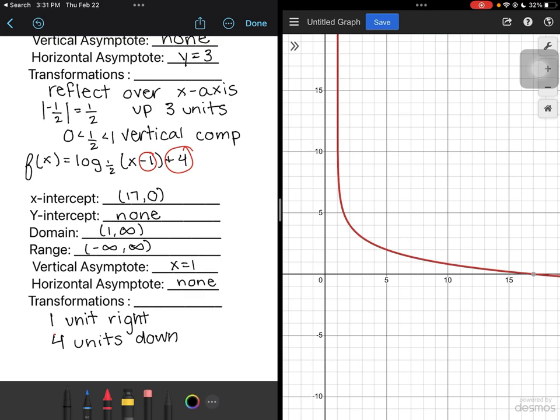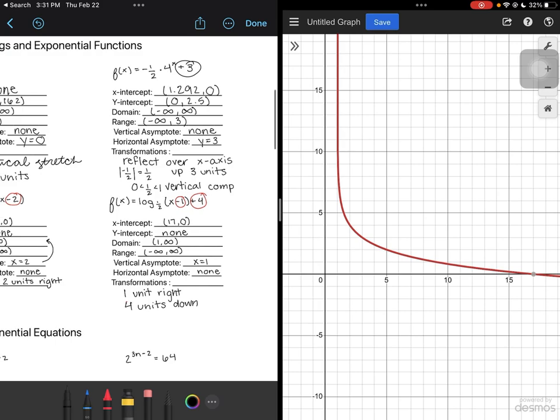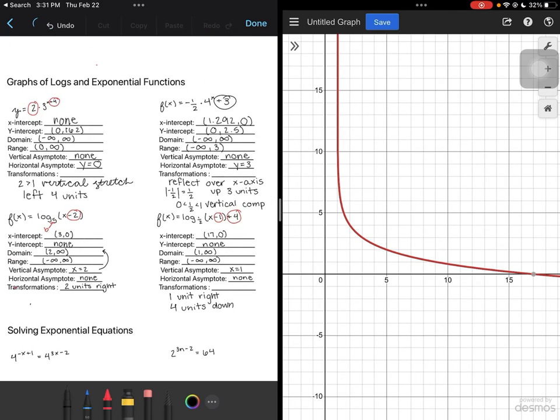So that's a quick overview of how we find the key features of logs and exponential functions. But really the key is using Desmos because it'll graph it for you and then you can just look for what you need to look for.